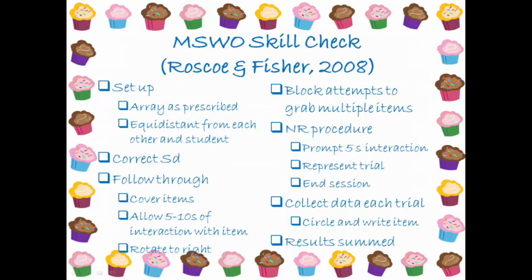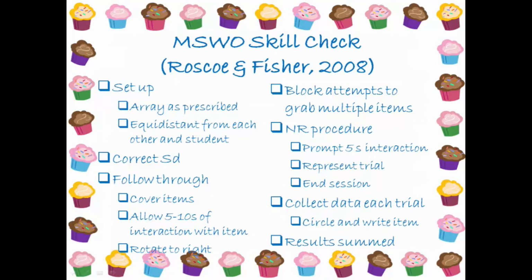Since we'll be practicing this one further, you might want to review the steps of running the MSWO. First, your setup. Set your array of 7 items as prescribed on the data sheet. Make sure they're equidistant from each other and from the student. Provide the correct SD, pick one.